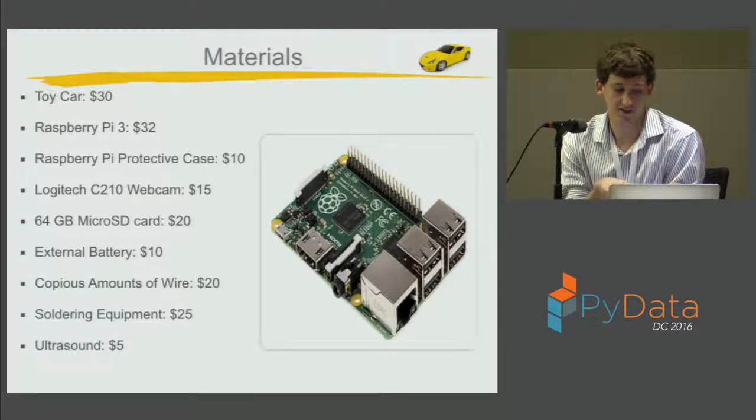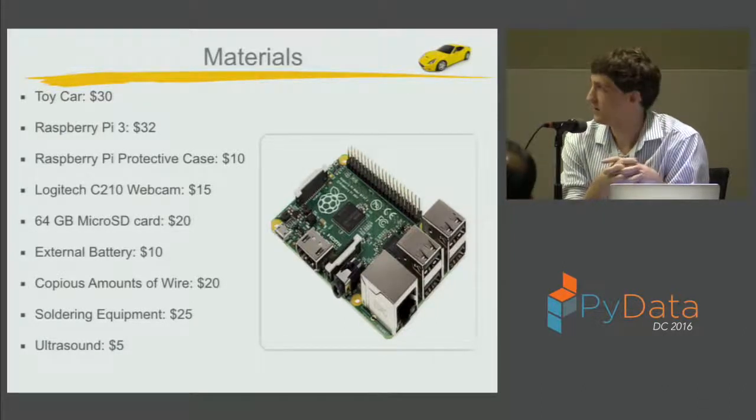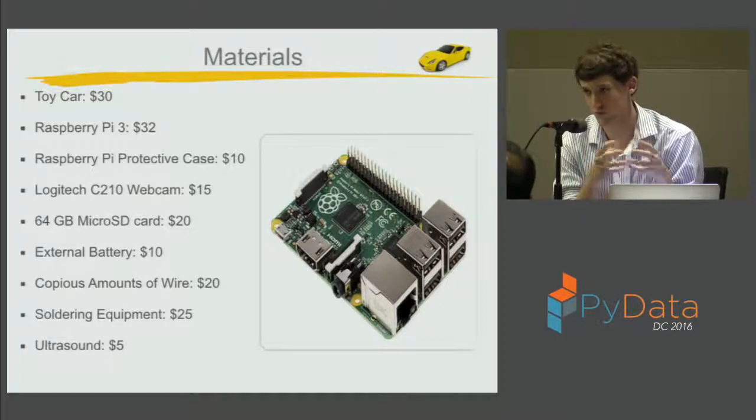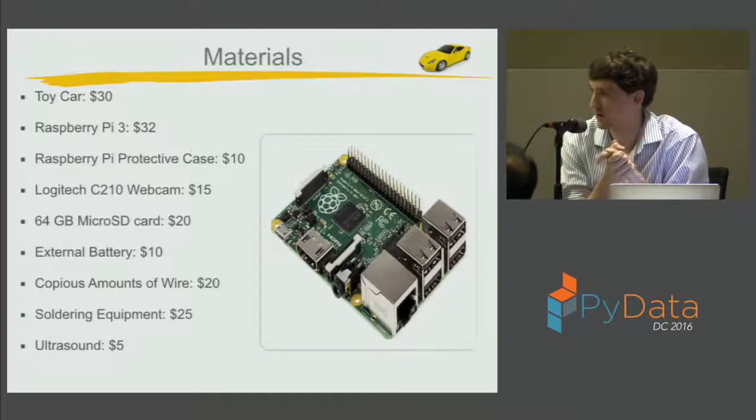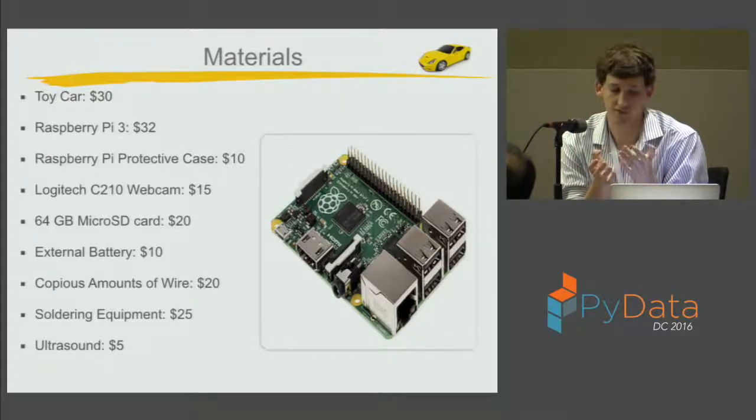So that's why I had this Logitech webcam. It has a terrible resolution. You wouldn't want to use it as an actual webcam, but for a self-driving car, it has sufficient resolution, and it's like $10, or you can even get it for like $5 if you buy it on eBay.